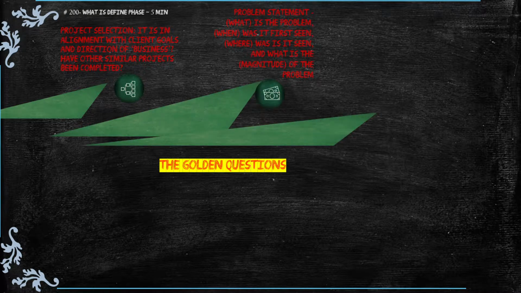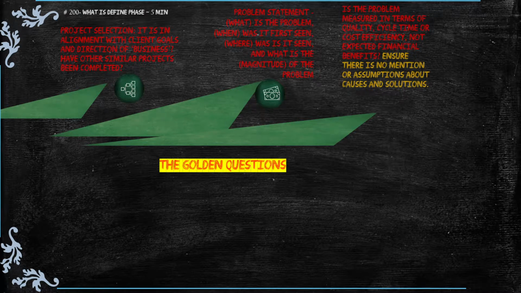What is the problem? When was it first seen? Where was it seen? And what is the magnitude of the problem? As another saying goes, you cannot improve something you do not measure. By the end of define phase we will know if the problem is measured in terms of quality, cycle time or cost efficiency, and not expected financial benefits.